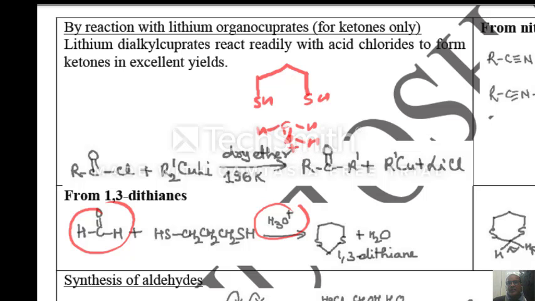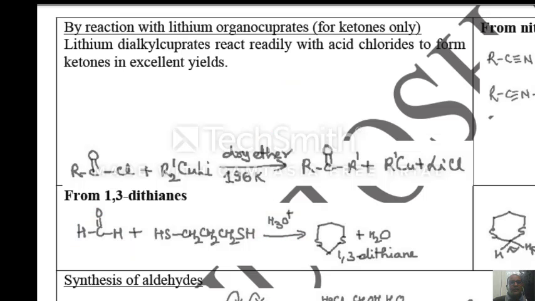So ultimately it becomes something like this, OH, and I'm left with a plus charge on the carbon, right? And sulfur is a good nucleophile. It has two lone pairs of electrons on it, so it can attack this one. So then I have something like this.